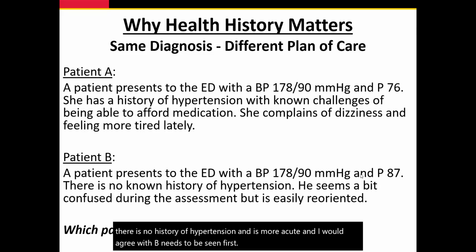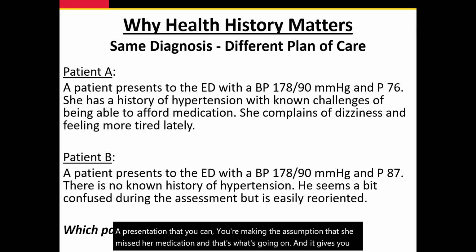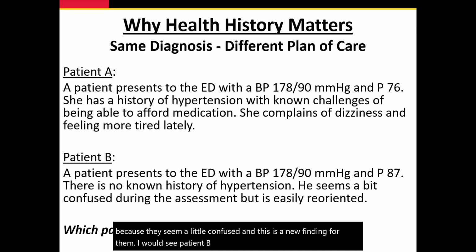With patient A, you're making the assumption that she missed her medication and that's what's going on. And it gives you a little more leeway and time with this particular patient. The other one, because they seem a little confused and this is a new finding for them, I would see patient B first. Are there any muddy points with that?